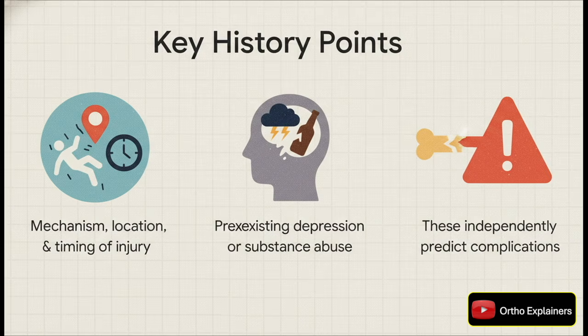And, beyond the obvious things like mechanism and timing of the injury, it is so vital to ask about pre-existing conditions. We now have really strong evidence that factors like depression or substance abuse aren't just background noise. They are independent predictors of complications and can seriously impact a patient's functional recovery.